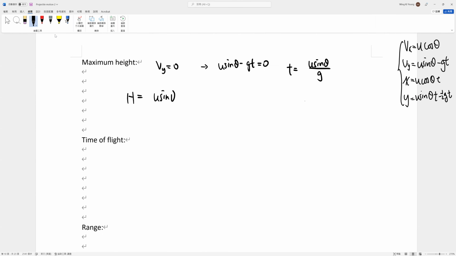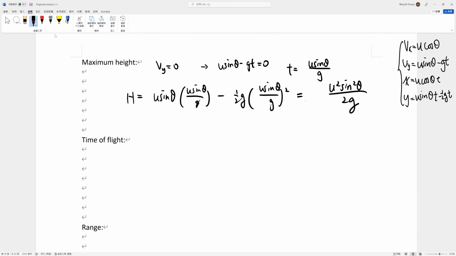Then you have u sine theta t, then that is u sine theta over g. Then minus half g times u sine theta over g squared, right? Then that is the answer for the maximum height.